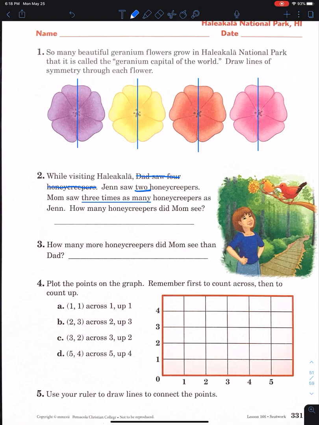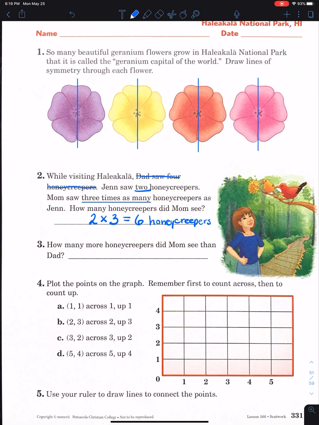How are we going to solve the problem? Jen saw 2, and Mom saw 3 times as many. 2 times 3 equals 6. 6 honey creepers. Don't forget, at this point, you need to label your answers.